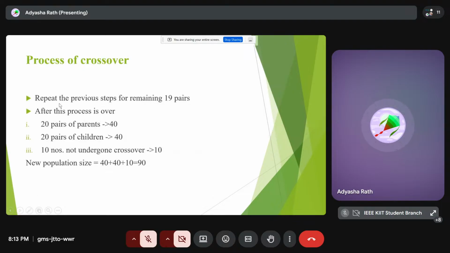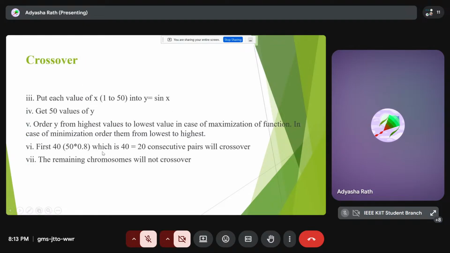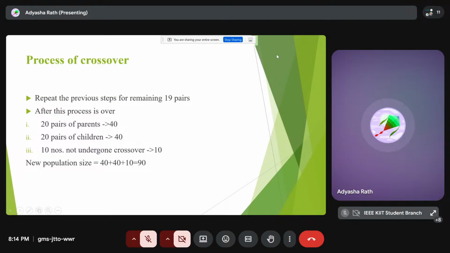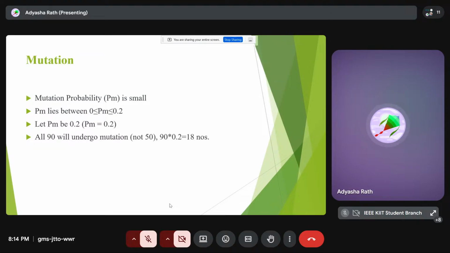Then for the process of crossover, repeat the previous step for the remaining 19 pairs. Why 19 pairs? Because we have already done one of the 20. 50 times 0.8 is 40, that means 20 consecutive pairs, and for each one I have to calculate. Once P1 and P2 are calculated, it is repeated for the 19 pairs. After the process is over, 20 pairs of parents, that means 40, give 20 pairs of children, also 40. So 10 did not undergo crossover. So the new population size is 40 plus 40 plus 10, that is 90. Initially my population size was 50, but now it has increased from 50 to 90.